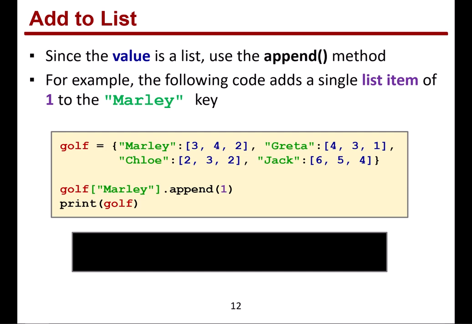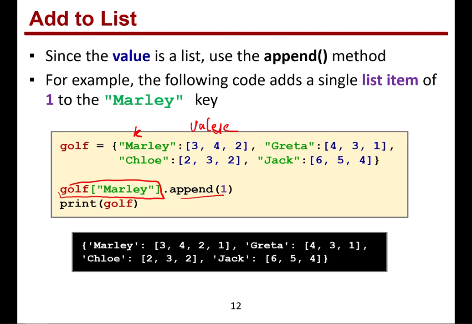So for example, this is my key, this is my value, and since the value is a list, all I have to do is say golf bracket Marley, because we know that that's going to give me the value. And what's the value? Well, it's a list. And if it's a list, how do you add to a list? You simply say append. So golf bracket Marley dot append is going to add 1 item to that list, which is why we get 1 added onto the Marley.